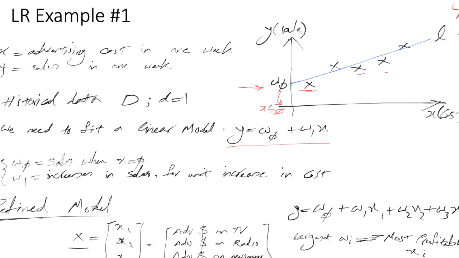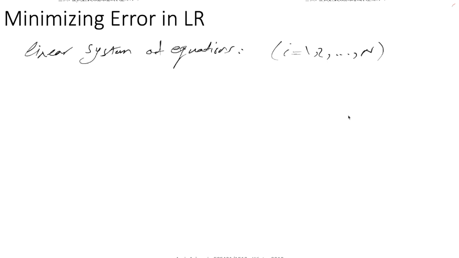So now, given a regression problem, how are we going to be able to minimize that error, the in-sample error that we talked about? We're going to end up with a linear system of equations, depending on the number of i's we have, from 1 up to n. So we're going to have a linear system of many equations.